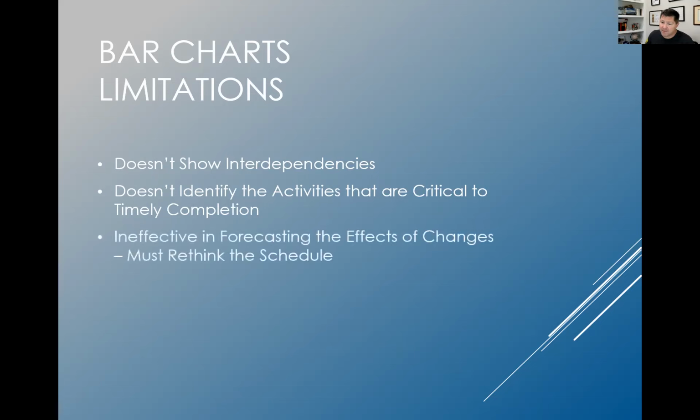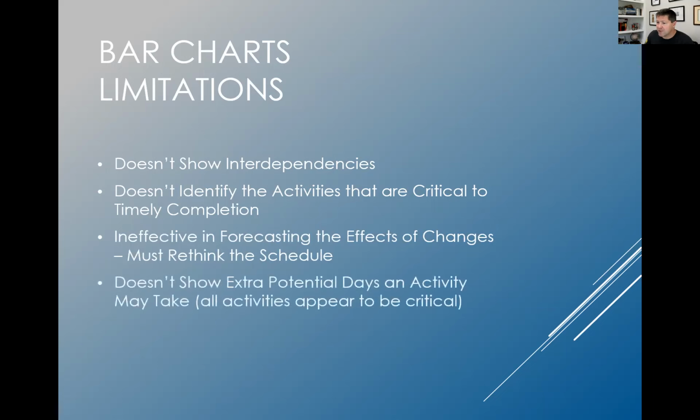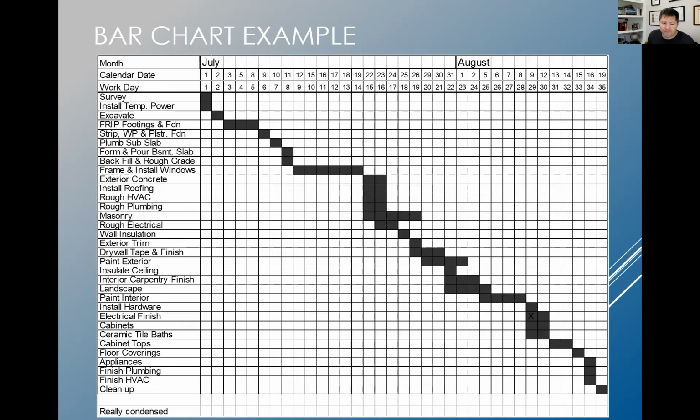And they're ineffective in forecasting the effects of changes. So if you have to make a change in your schedule, you have to completely redo the bar chart, which is unfortunate and time consuming, and it doesn't show you the importance of that. And it doesn't show the extra potential days on an activity. So it doesn't give you any indication of float days. And we'll talk about float in just a second.